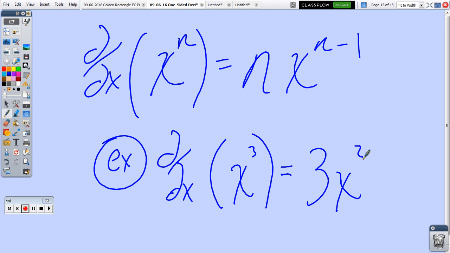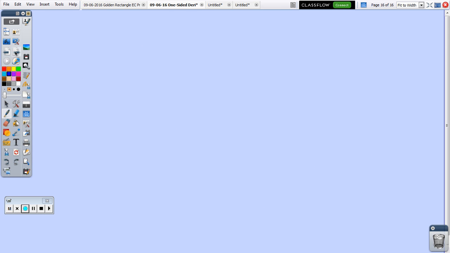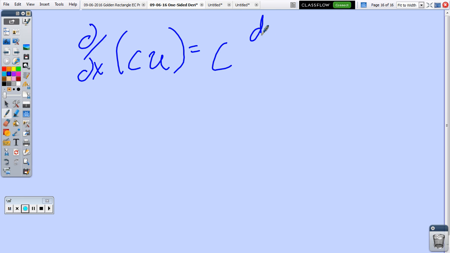Constant multiple rule, sum and difference rule. If u is a differentiable function of x and c is a constant, then this holds true. This is basically just like rule 2. It's nothing different. There just happens to be a c in the front of the differentiable function.